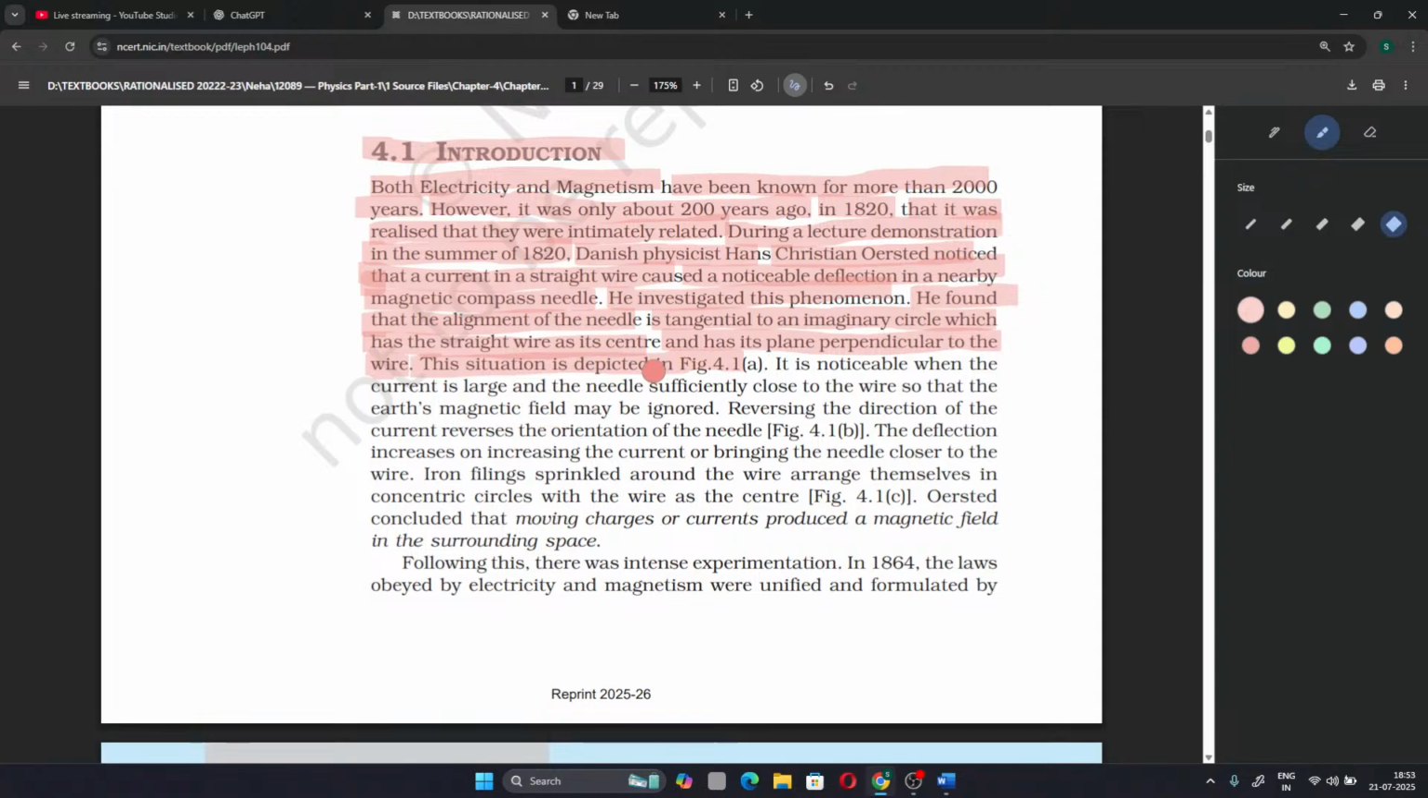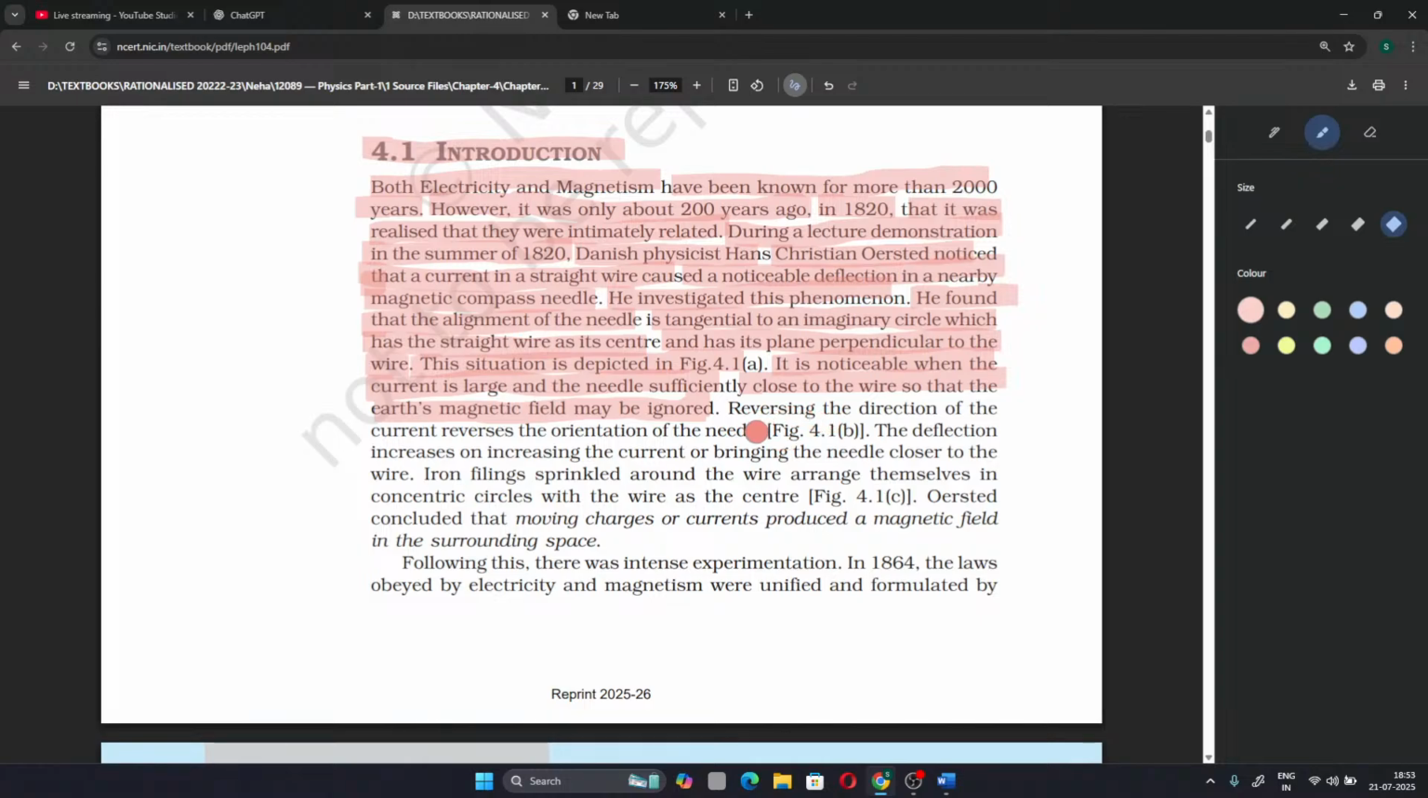The situation we saw there, where the alignment of the compass and the filings is in concentric circles, is noticeable when the current is large and the needle is sufficiently close to the wire so that the Earth's magnetic field may be ignored. The current passing, basically, this line indicates that the higher the current, the higher the magnetic field produced. This is one of the relations. The higher the current passing, the higher the magnetic field produced, directly proportional.